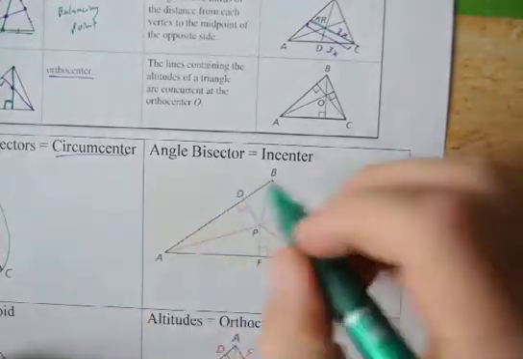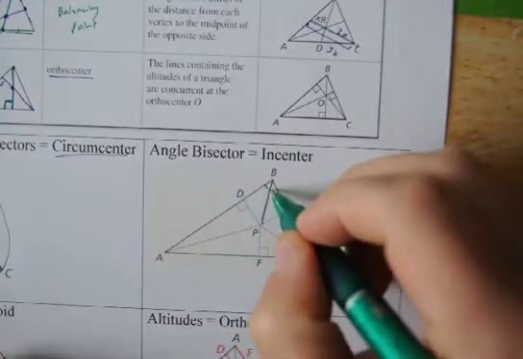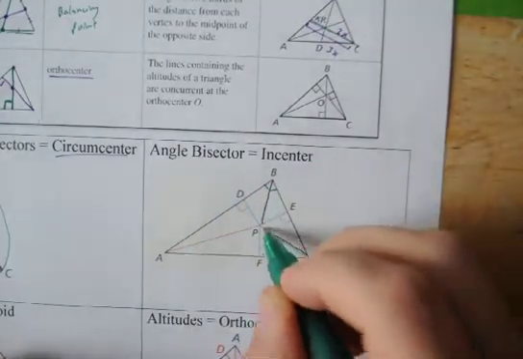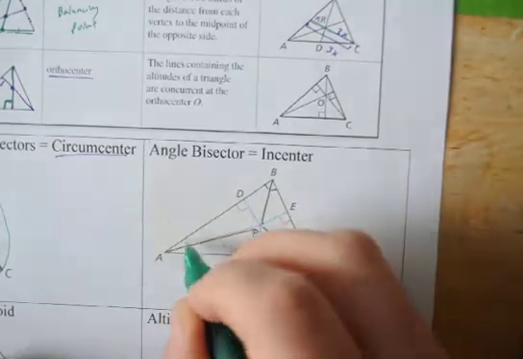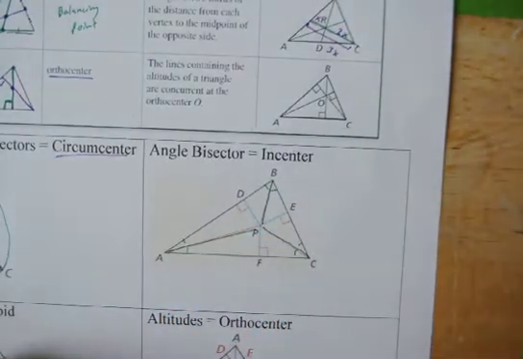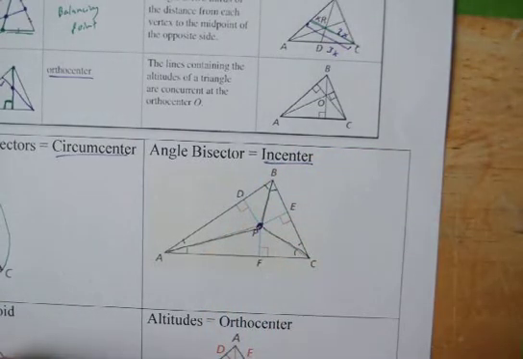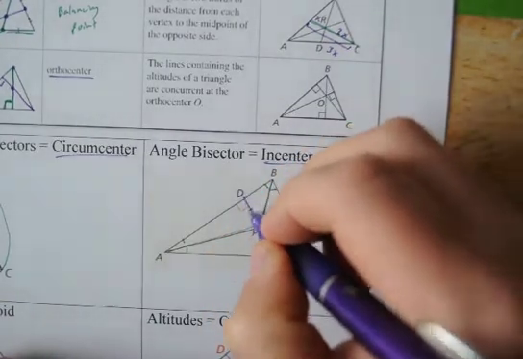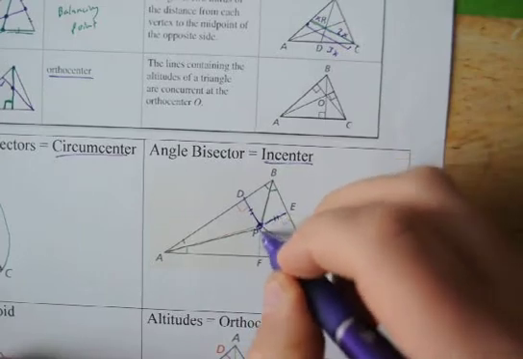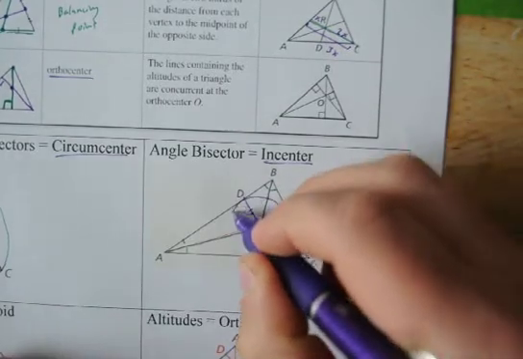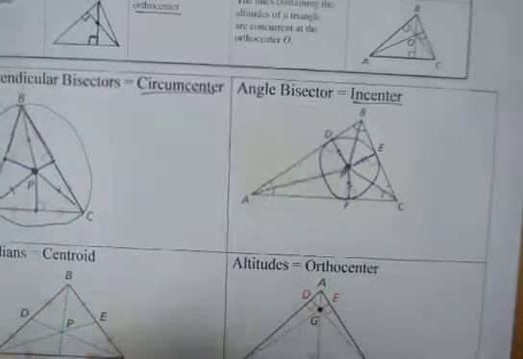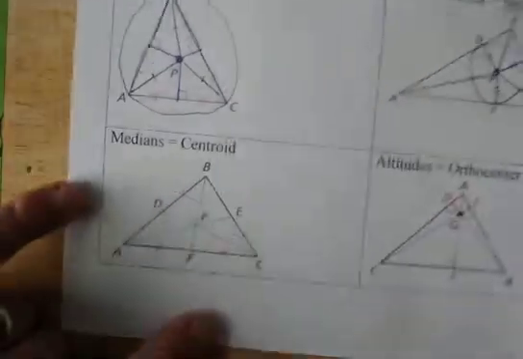The angle bisector, if I take this and cut that angle, and I take this and cut that angle, and I take this, cut that angle, I get an incenter. And an incenter is equidistant to the sides, which allows me to draw an inscribed circle. It's a very bad circle, but there it is.